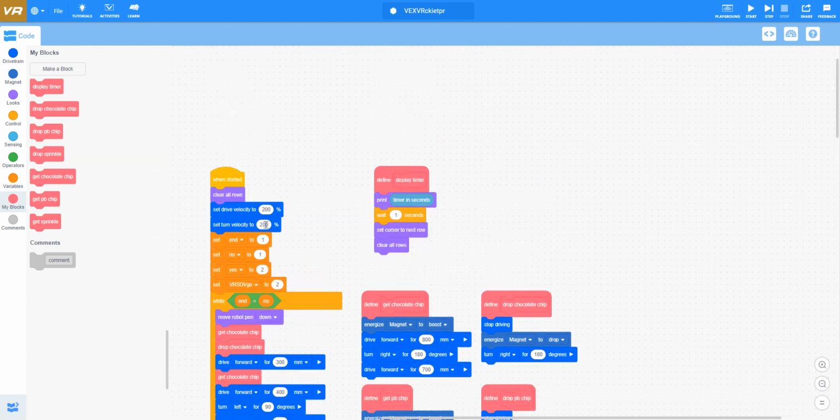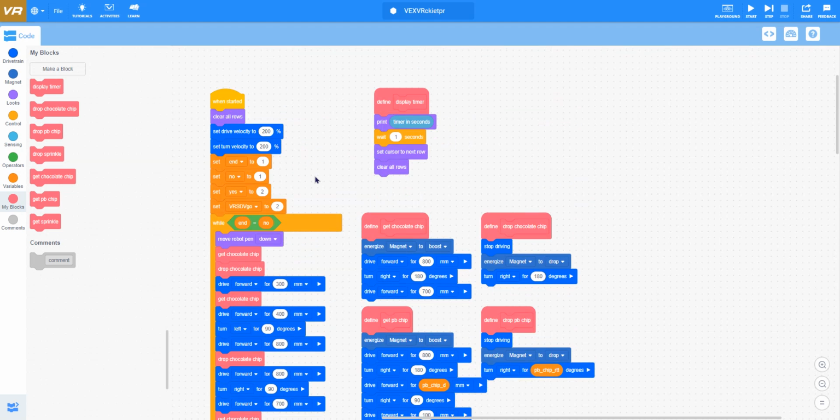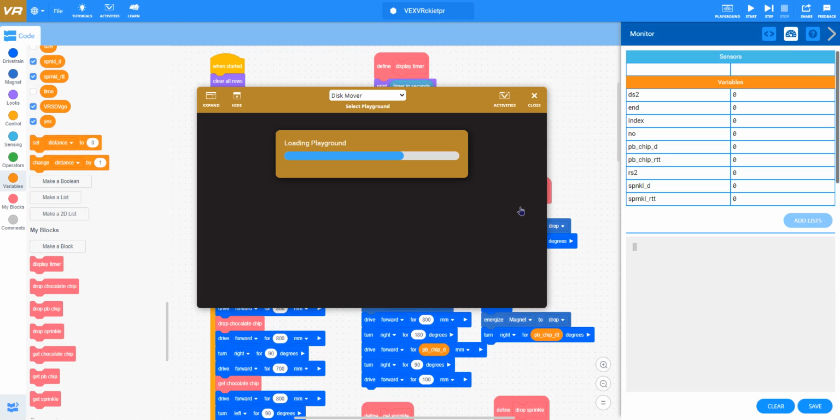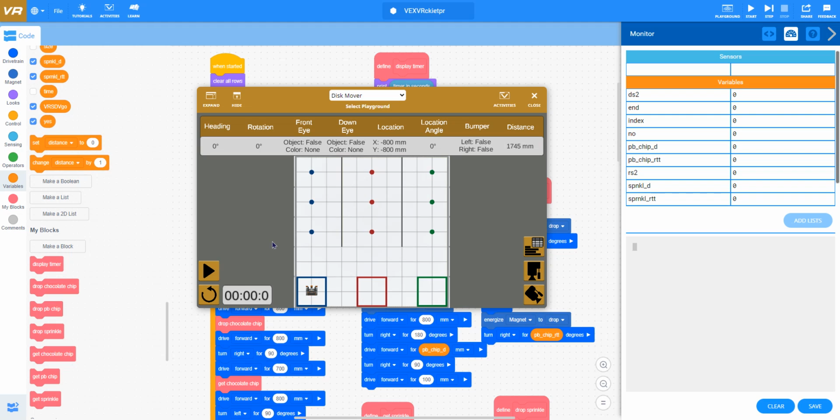The robot will be tracing where it goes, and I'll play it now. The disc mover arena is set, so the squares represent the cookies, and these represent chocolate chips, these represent peanut butter chips, these represent sprinkles. 1 circle should be put of each color on a cookie, and they should be evenly spaced out.